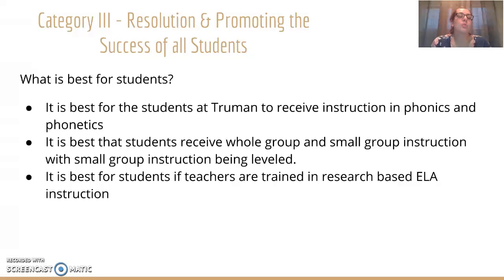So, problem resolution, and promoting the success of all students, we think about what is best for our students. It's best for the students at Truman to receive instruction in phonics and phonetics. It just is. And it's best for the students to receive both whole group instruction that's on grade level and small group instruction at their individual levels. So that is something that would be best for students. And it is best for students if their teachers are trained in research-based English language arts instruction and strategies.